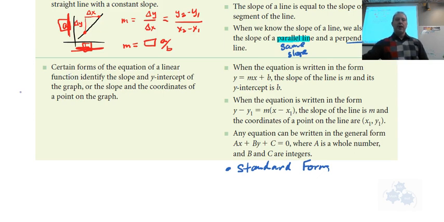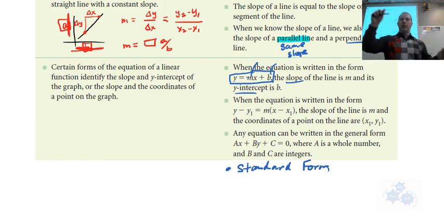This one is the slope-intercept form, and it's y equals mx plus b, where m is the slope of the line and b is the y-intercept. It's the y value of the y-intercept point. So if you know the slope and the intercept, you can just plug those values in, and all of a sudden, boom, you have an equation for all of the points on the line, showing how the x values and the y values for every point are related to each other.